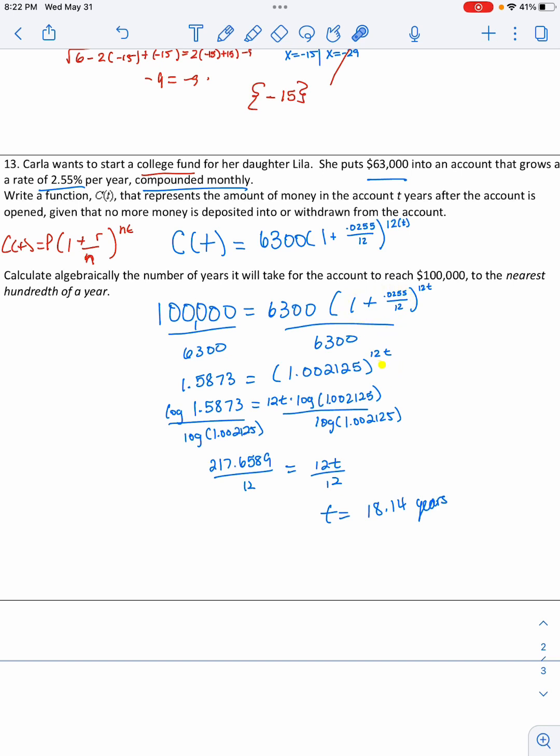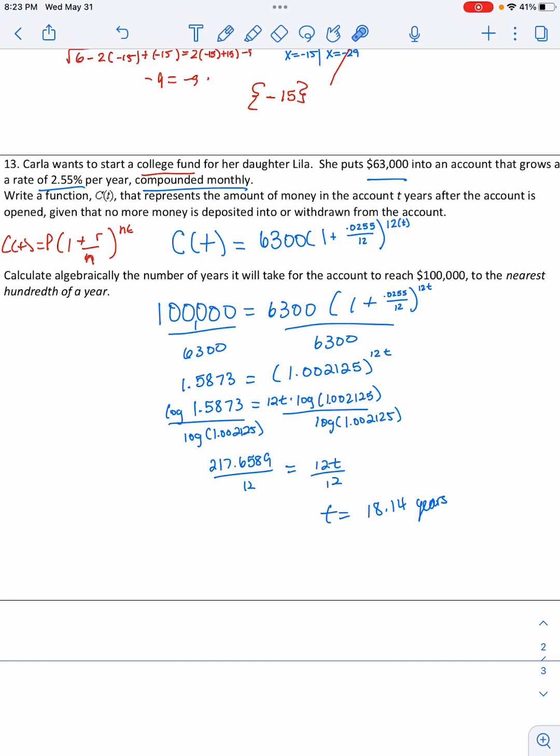Since we have an exponent that has a variable, we're going to log both sides. When I log both sides on this side, using the power rule, the exponent comes out in the front. Solving for t, I'm going to divide by log on both sides. Last but not least, to isolate t, I'm going to divide by 12 on both sides. And then we're rounding to the hundredths of a year, so we get 18.14.